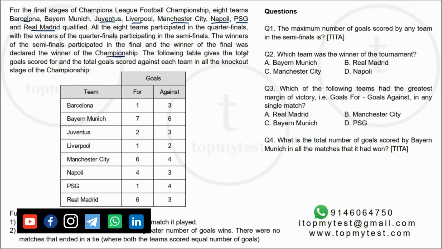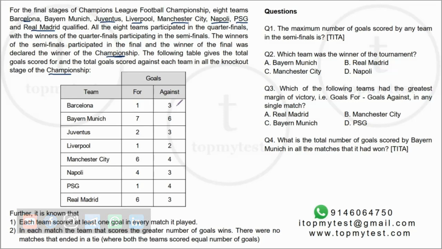The following table gives the total goals scored for and total goals scored against each team in all the knockout stages of the championship. Okay, so in all the matches that Barcelona played, it basically scored 1 goal and conceded 3 goals. Right. Bayern Munich basically scored 7, conceded 6. Juventus scored 2, conceded 3. Liverpool scored 1, conceded 2, and so on.